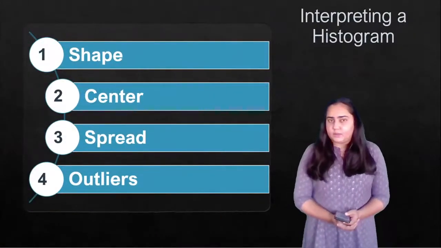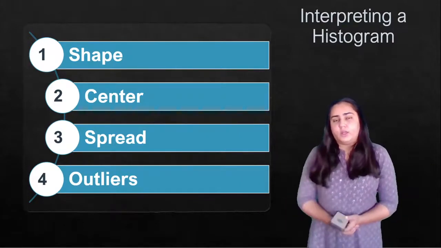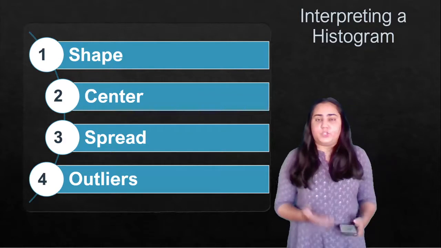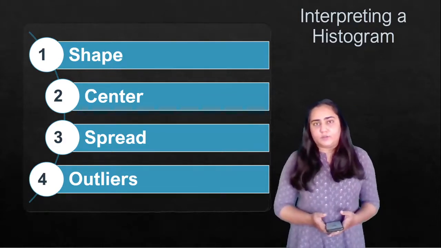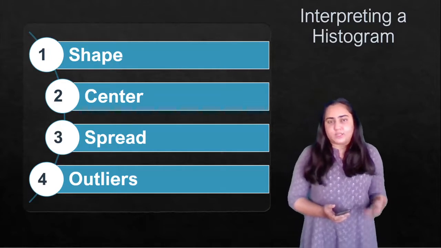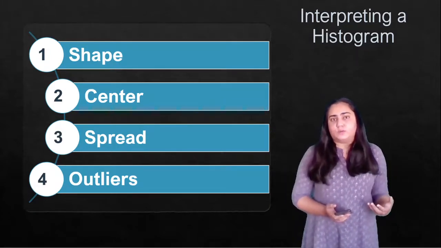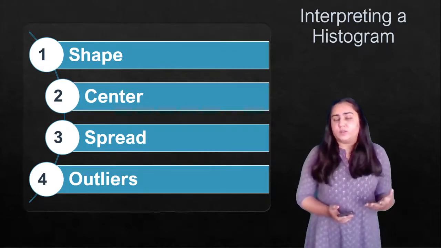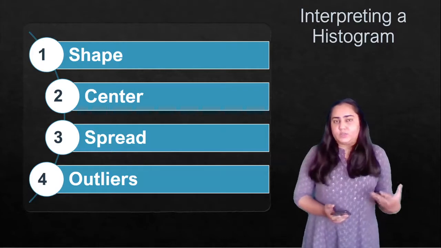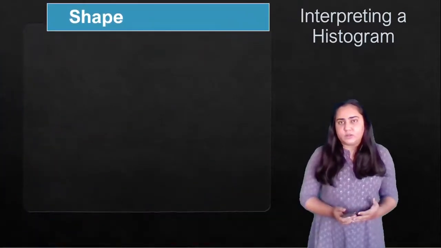We saw earlier that a histogram contains these four properties with which you can interpret it and find meaning out of it. And those are shape, center, spread, and outliers. Now with examples, I'm going to show you what these properties actually mean and what they can do in order for you to understand a histogram better. So let's begin with the first one, shape.